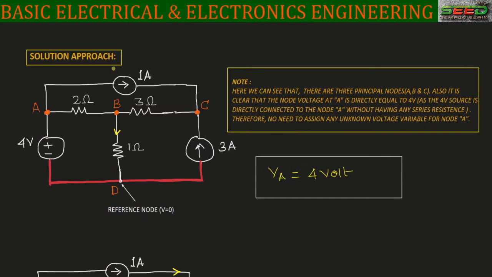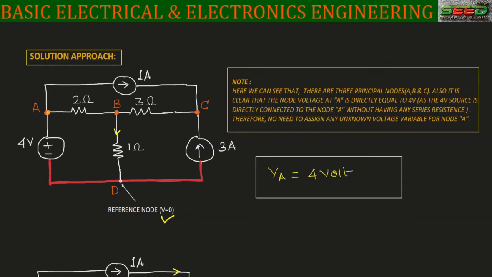Now, the solution approach. First of all, we need to find the principal nodes. So here points A, B, C are your principal nodes, and the red colored line is your reference node. And we know that the reference node potential is equal to 0. And we have to calculate the current flowing through the 1 ohm resistor.